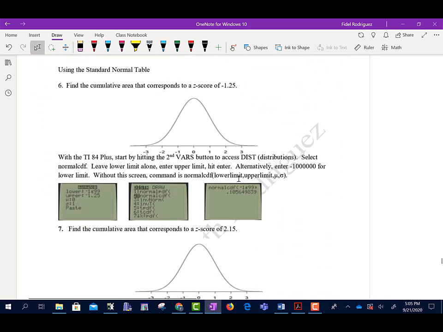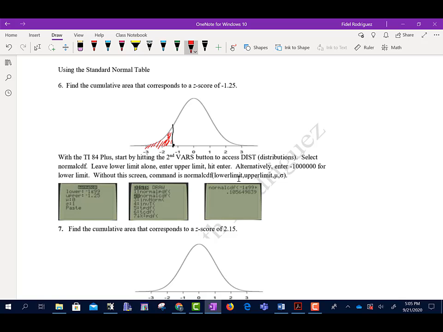Okay, so we're going to do this a couple of ways. The first way says, find the cumulative area that corresponds to a z-score of negative 1.25. So I want you to think about that. Here's negative 1, negative 1.25 would probably be about right here. And what we're looking for is the area to the left of the curve.